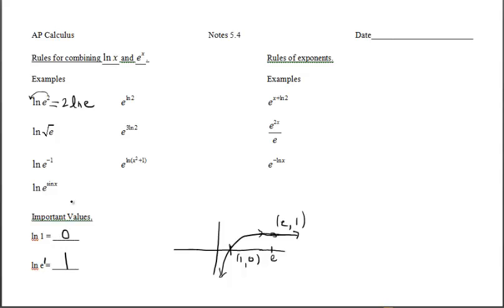So these would be two good things to memorize to help you with some of the work that we're going to be doing. All right, so back up here, I could use a property. I could pull the 2 in front, and I could say this is 2 times natural log of e. Well, what's the natural log of e? Well, it's 1. And so in this case, we just have 2.